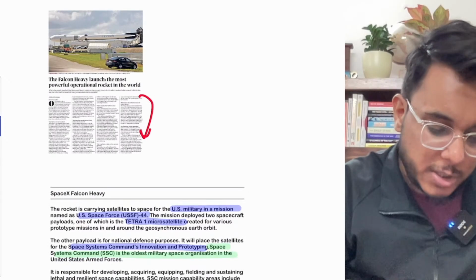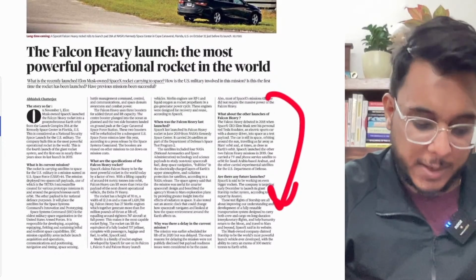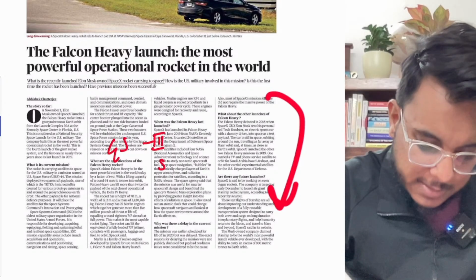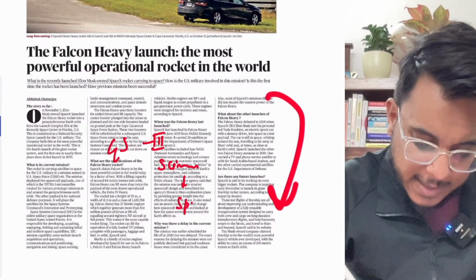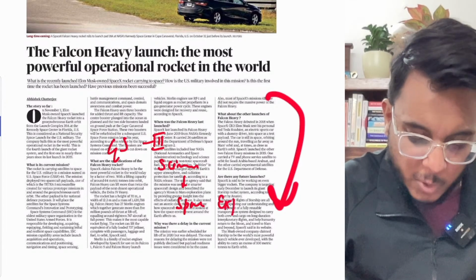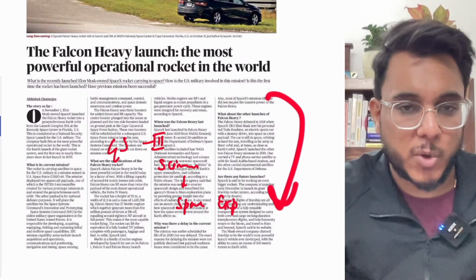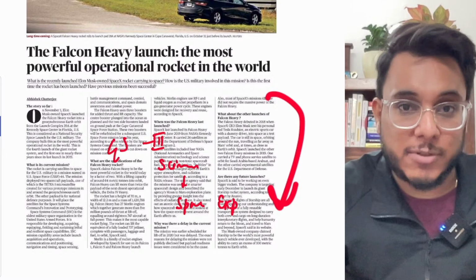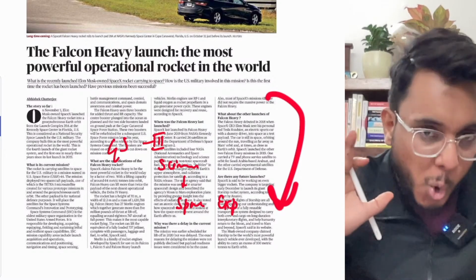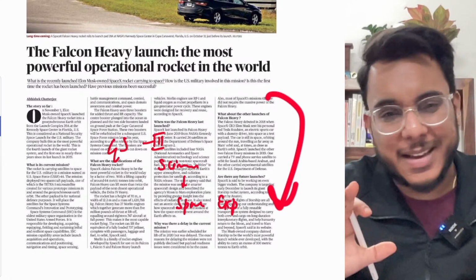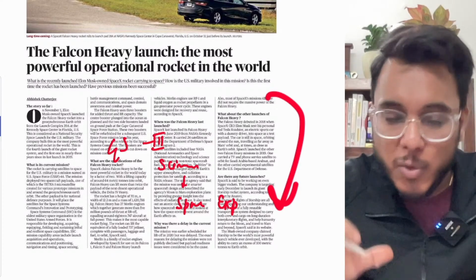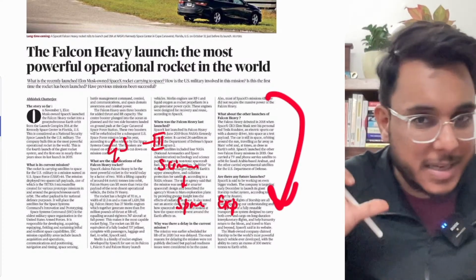The Falcon Heavy launch, the most powerful operational rocket in the world. Okay, so guys, we'll see this with respect to GS paper number 3, science: the issues of science and space explorations from the West. Now, when we talk about space explorations of the West, see, for Indian space exploration, the launch vehicles and satellites launched by ISRO, you need to go into a lot of detail, but for every other country's space launches, we don't need to go into too much detail. However, we need to have an overview, a precursory idea.